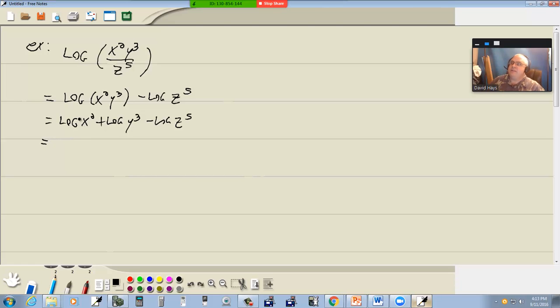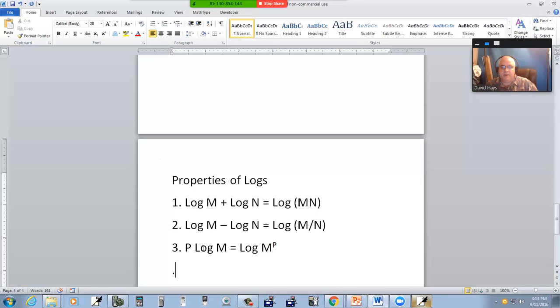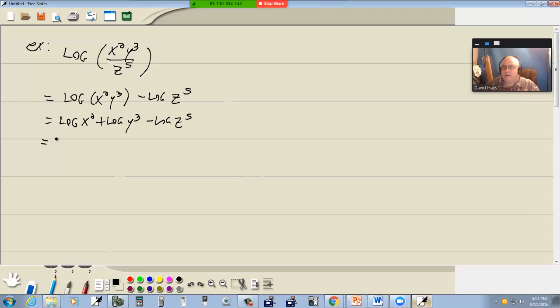Now remember, our goal is to get the variable by itself with the log in front of it. So we can't have these powers. From our third property, it says if you have a power, you can put it in front of the log. So this becomes 2 log x plus 3 log y minus 5 log z. And that's our answer.